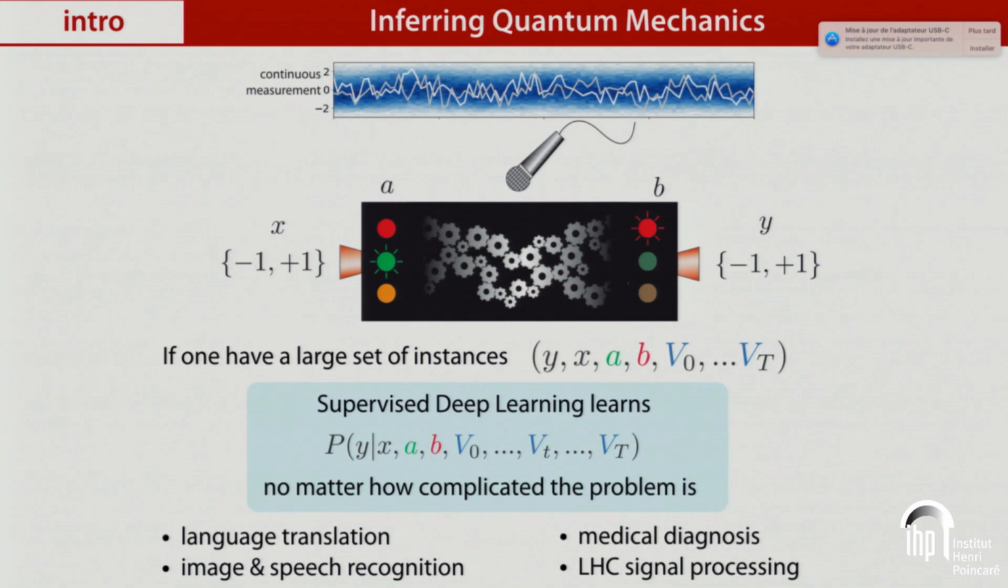But there is something interesting: this kind of probability distribution is exactly what machine learning is very good at dealing with. You can fit this probability distribution with as many inputs as you want, if you have a large enough set of instances. This supervised deep learning is going to be able to infer this probability distribution, no matter how complicated the problem is, so you can recast language translation or image and speech recognition in this form. That's the most generic form for supervised deep learning.